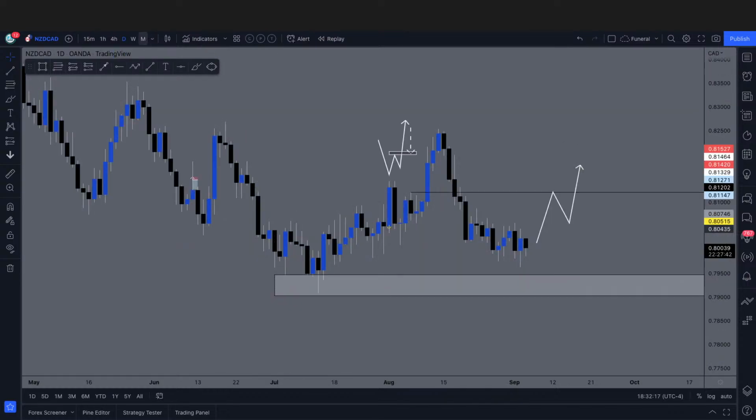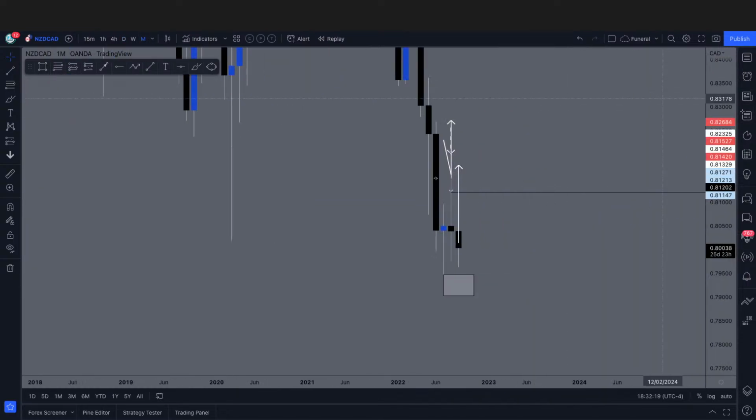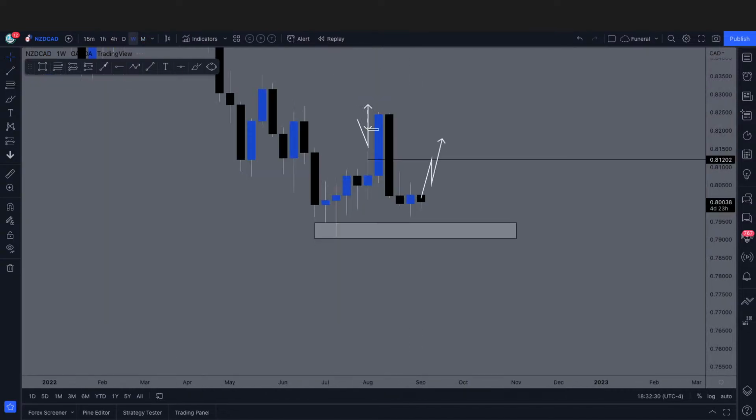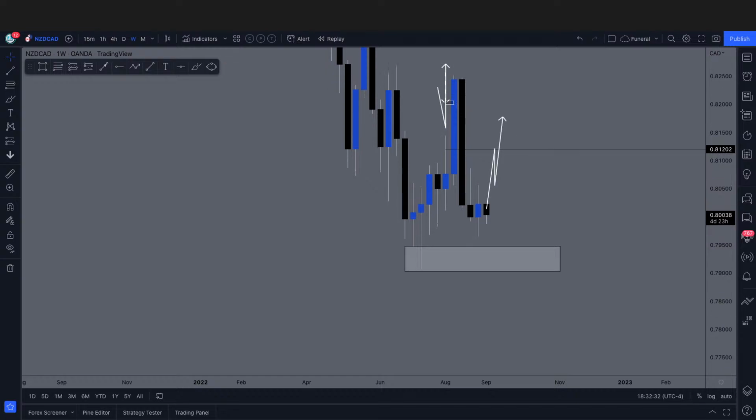Now going down to NZD/CAD. On CAD on the monthly time frame, we've had the impulse to the downside, the retracement. It looks like it's starting another impulse to the downside, but we do have some structure support in this area. Until it's broken, it is structure support once again.